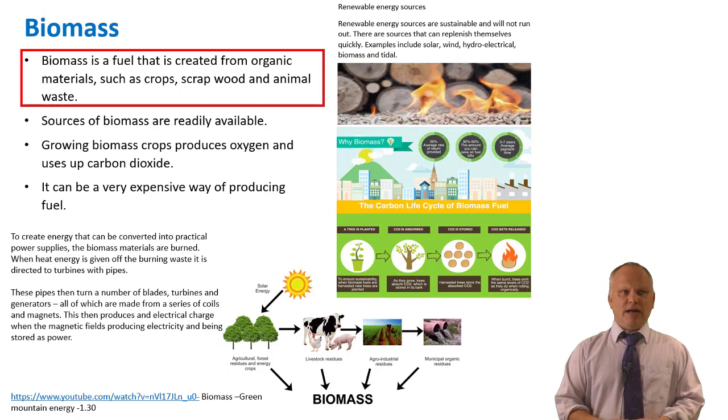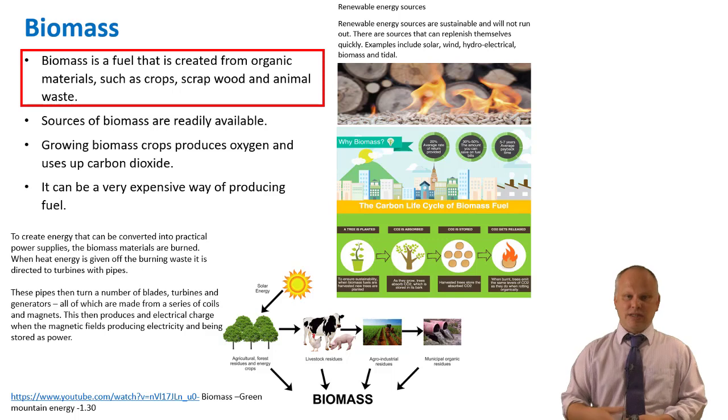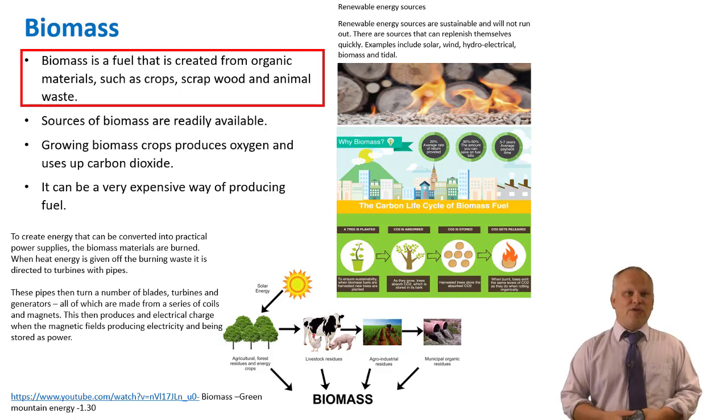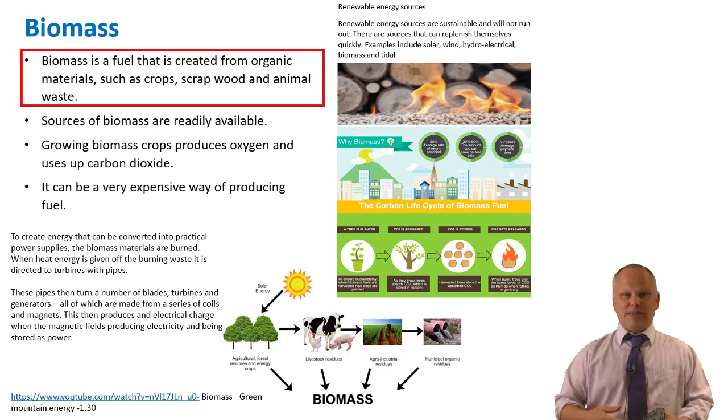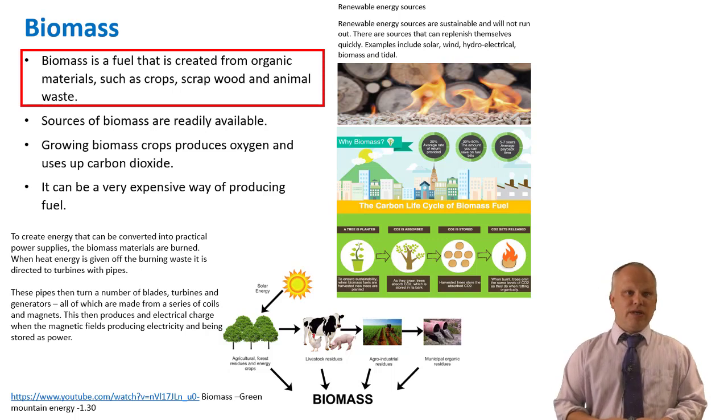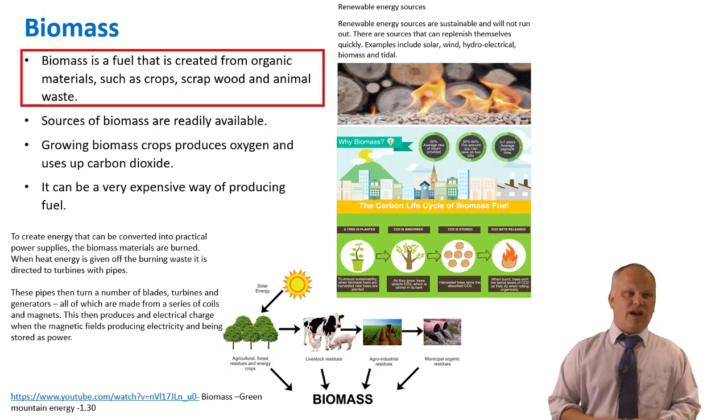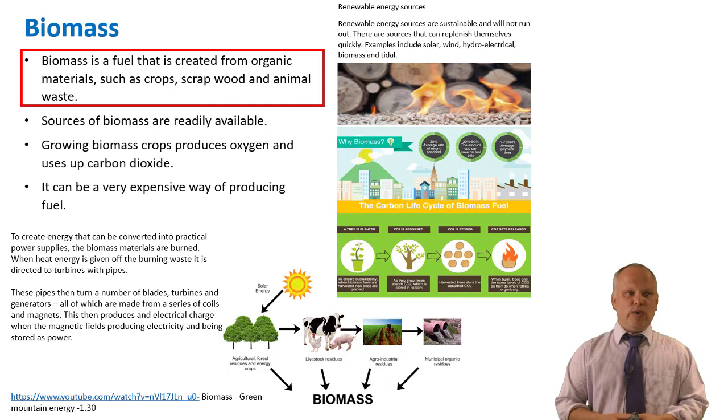So biomass, it can be livestock residues, cow poo. You've got agricultural waste where it's the bits that have been chopped off that can be burnt. You've got forest management systems which can all be fed into this biomass process. So interesting. Have a look at the slide, read through that properly, and I'll show you a video about biomass.